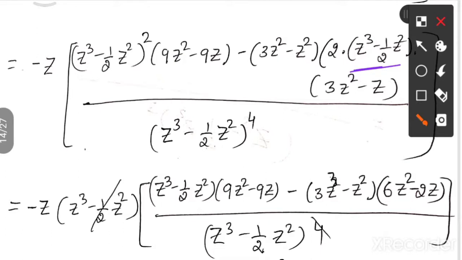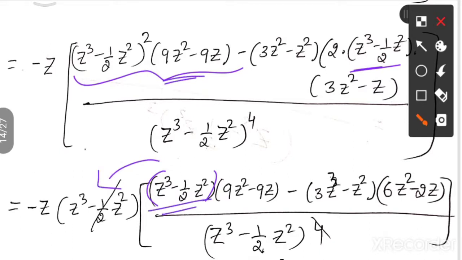Once you have taken out, what is there inside this first factor? Inside this first factor we have z cube minus 1 by 2 z square as it is. One term we have taken out and one term remains here, and then in the same factor we have 9z square minus 9z. Okay, come to the second factor. We have 3z cube, so sorry, this should be 3z cube minus z square. Okay, so then this 2 you can take inside, because this 2 we have already taken out. Okay, 2 into 3, that is 6z square minus 2z.